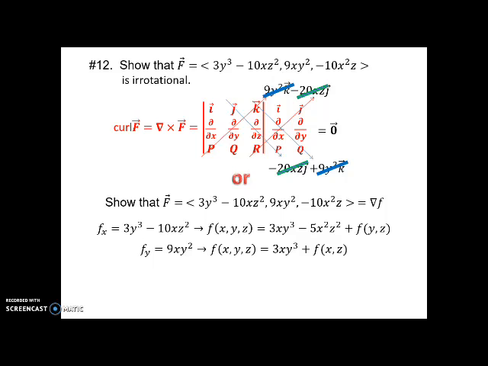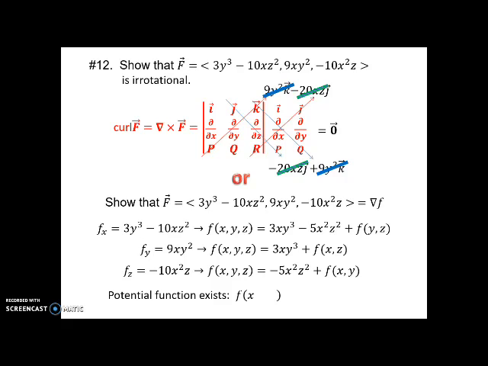Matches our previous one. And if we look at the third component as the derivative with respect to z, then when we integrate that, we get negative 5x squared z squared, plus possibly a function in x and y, and that one matches. And so therefore, the potential function exists, namely 3xy cubed minus 5x squared z squared. That could be the potential function, and hence this vector field is irrotational.